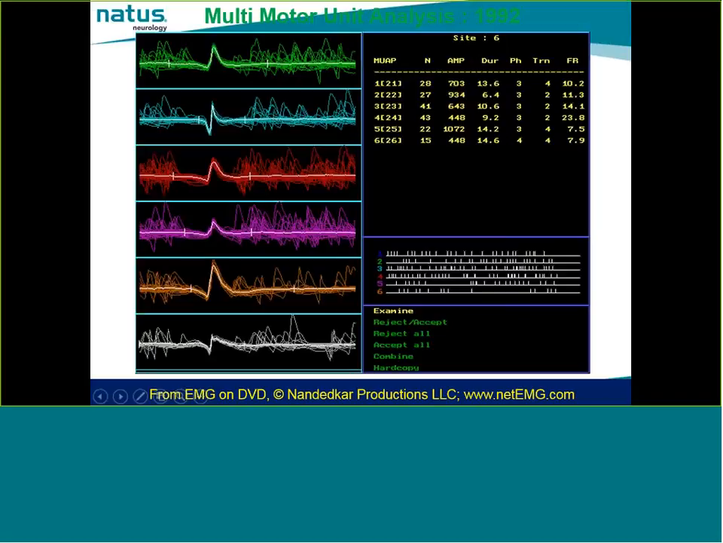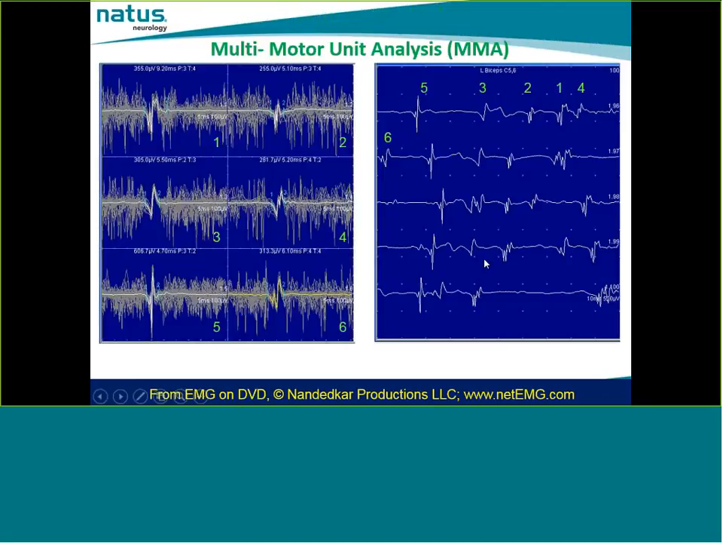So this is the multi-motor unit analysis display in 1992. You can see the individual discharges in superimposed mode. They look like they have been triggered, which makes it easy to assess their waveform. And the white trace is the averaged waveform. Here is confirming the analysis. This is the EMG signal in the free run. You can see the motor unit potential numbers over here, and we can also see them in the boxes.